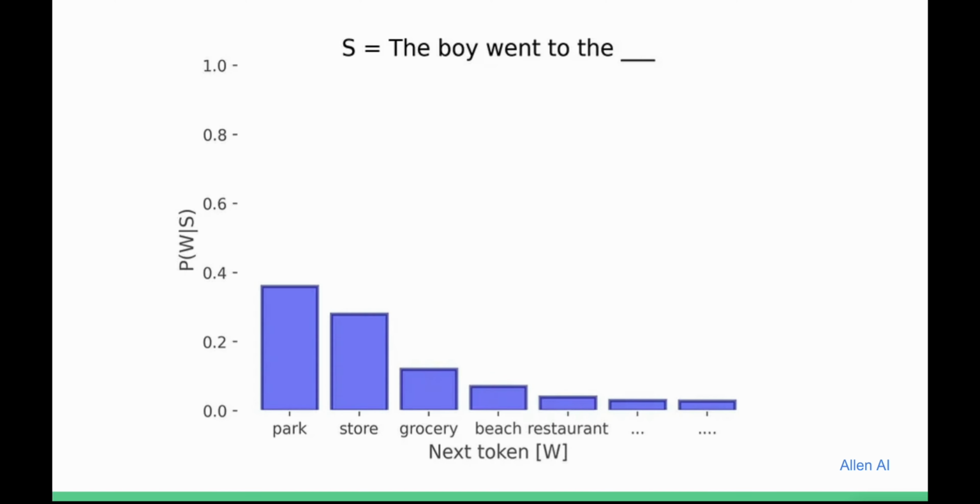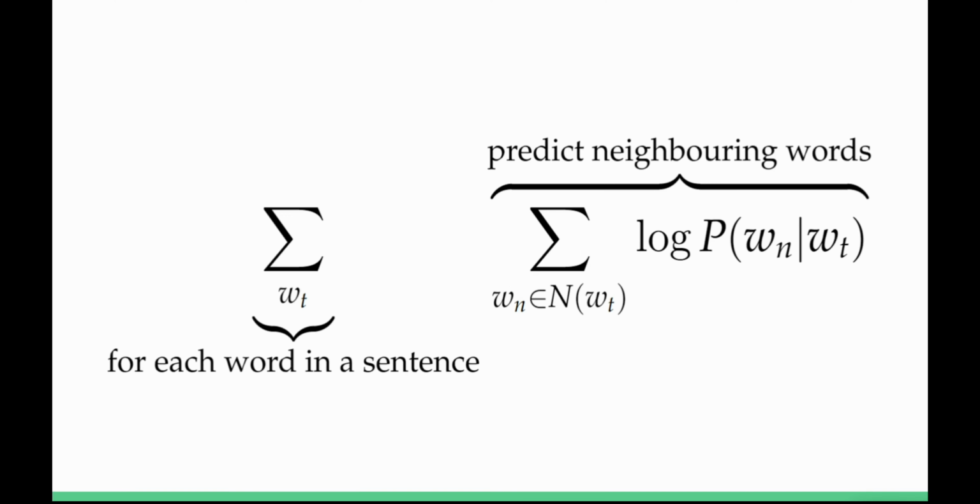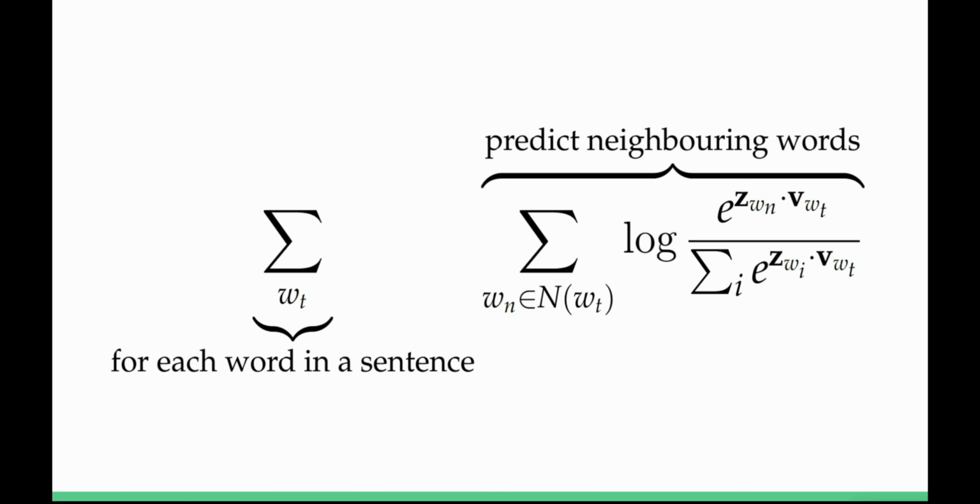uncertainty of the task. Recapping, the probability that the neighboring word is some word is the score for that word divided by the sum of all scores. This operation is called the Softmax, which you might have seen before. Let's now fill in our objective using our language model. For each word T in a sentence, we want to increase the probability of predicting its neighboring words, and now we have a description of that probability based on word similarities and the Softmax.